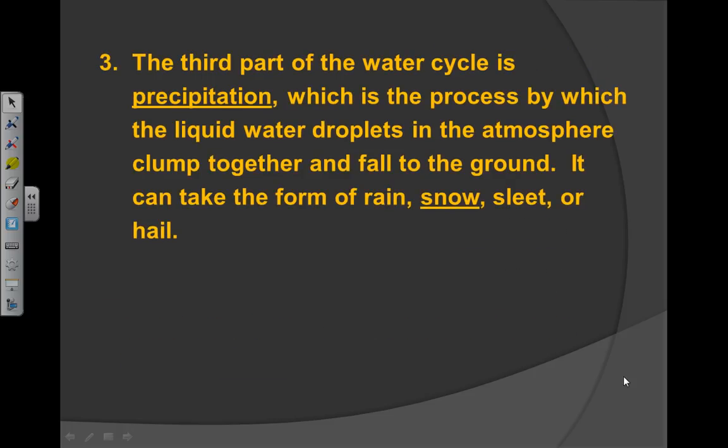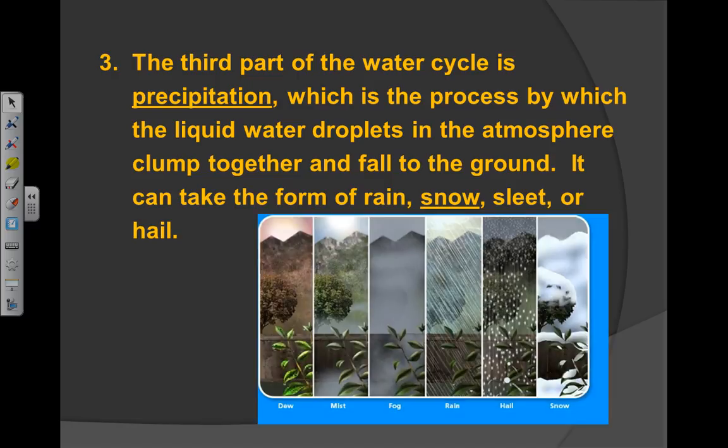Number 3. The third part of the water cycle is precipitation, which is the process by which the liquid water droplets in the atmosphere clump together and fall to the ground. It can take the form of rain, snow, sleet, or hail. So, depending on temperature conditions in the air, the water can fall in all different forms.